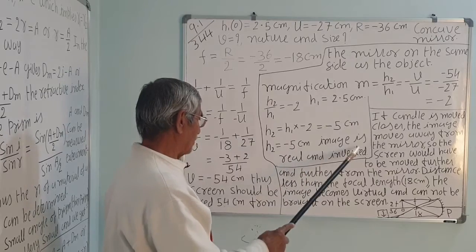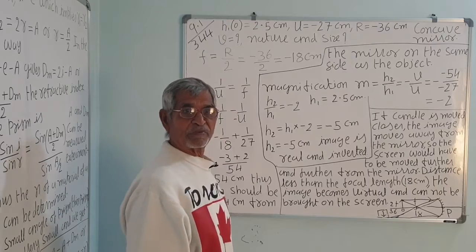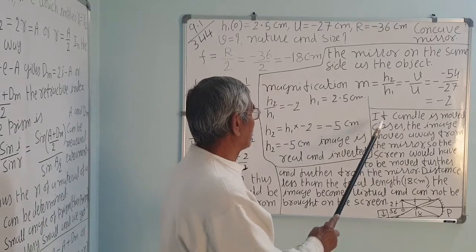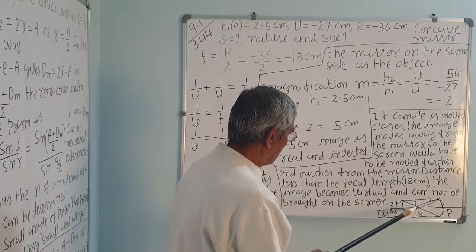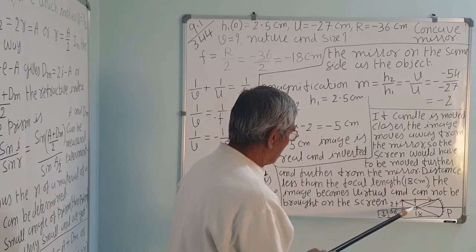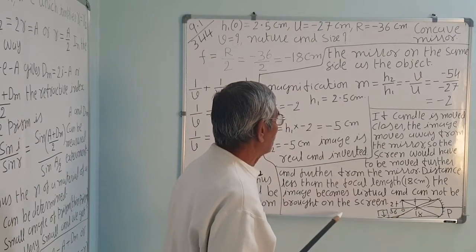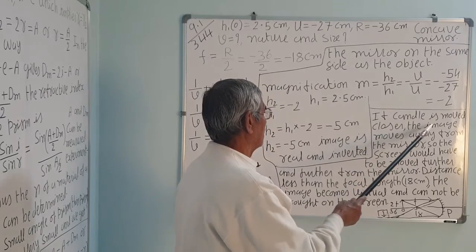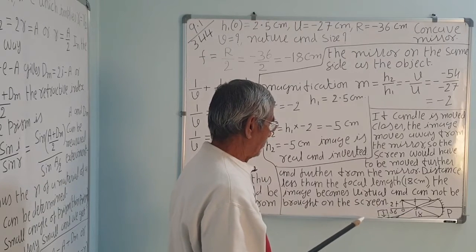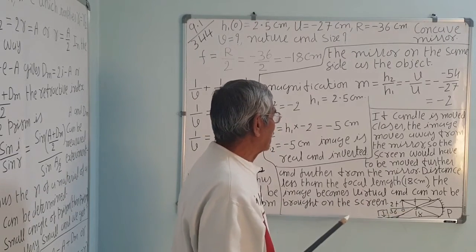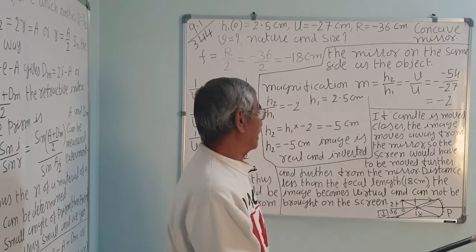It is a real and inverted image. Real images are always inverted. Virtual images are upright, that is top becomes top and bottom becomes bottom. Now, if the candle is moved closer, what will happen? If it becomes closer, the image will go further, correct. The image moves away from the mirror. If the object is at F, the image will be at infinity. So, beyond F, that will be virtual and you cannot use the screen.